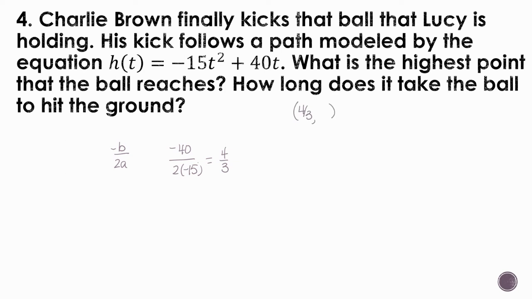I'm now going to plug that into the equation to find the y. So I'm going to take negative 15 times 4/3 squared plus 40 times 4/3. I'm going to simplify that out. So I'm going to have 16 over 9 when I square that times negative 15.